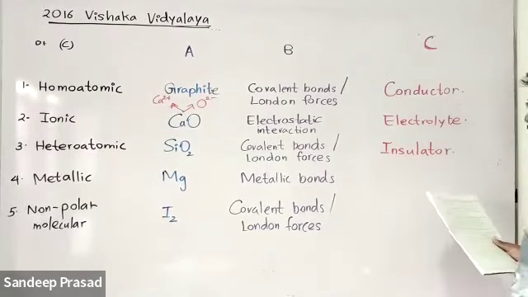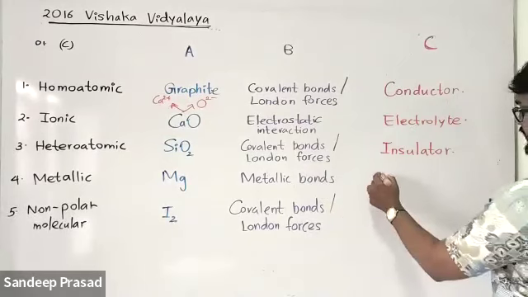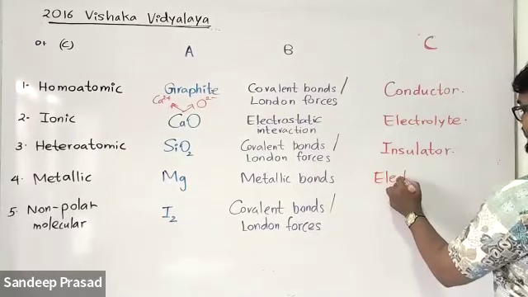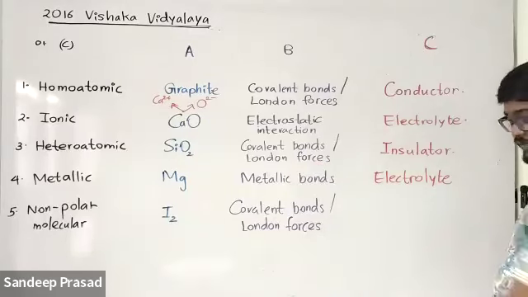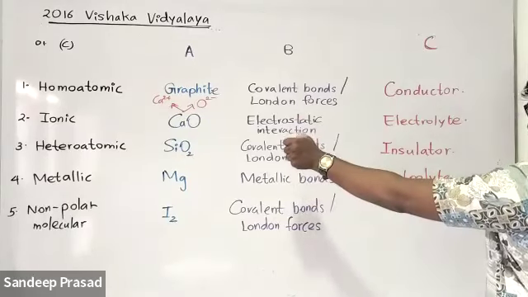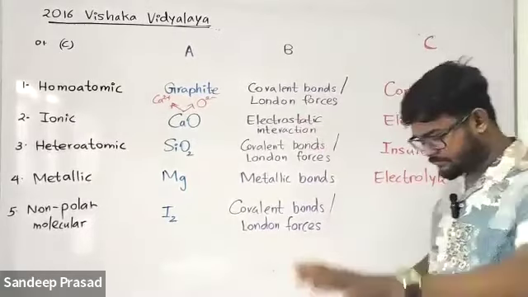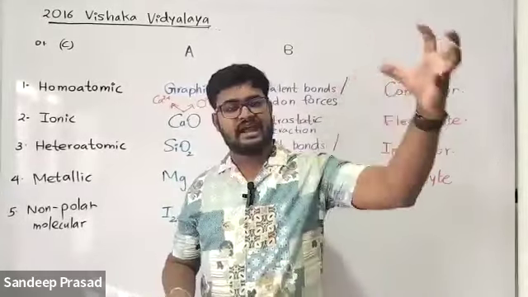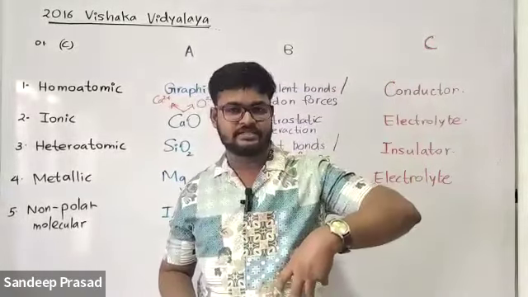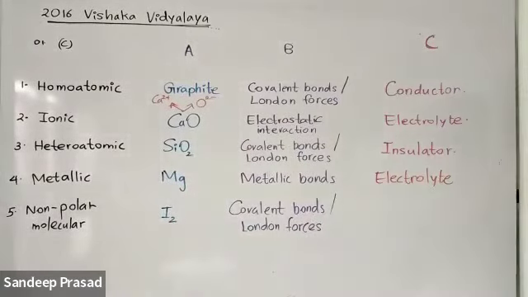Next one, magnesium. Remember, magnesium is a metal. In the metallic bond, magnesium is releasing 2 electrons, forming the magnesium 2 plus cation. The electrons are gathered and form the electron sea. Then the cations are sinking in that electron sea. So that is the metallic bond.